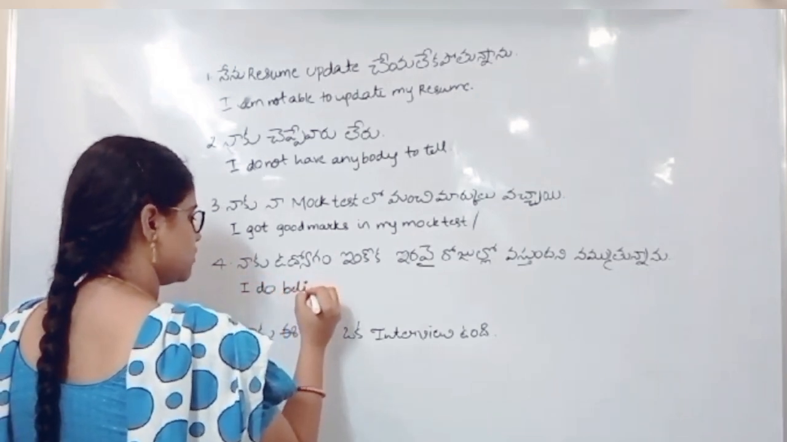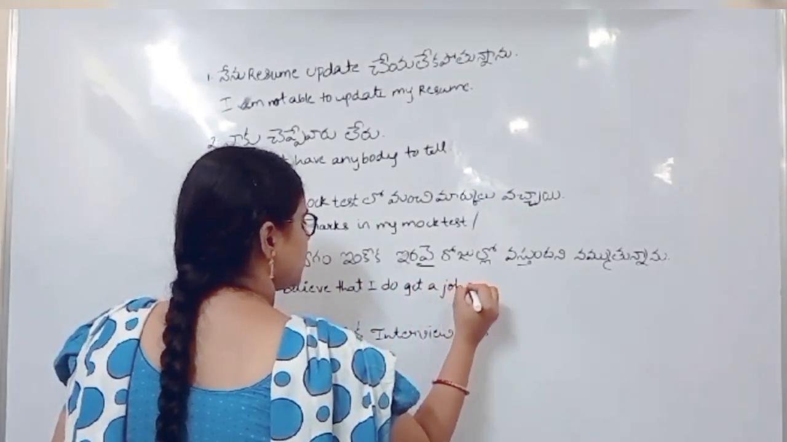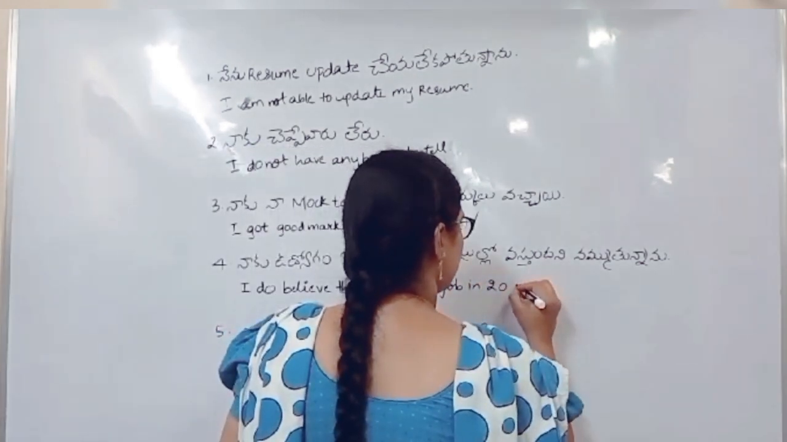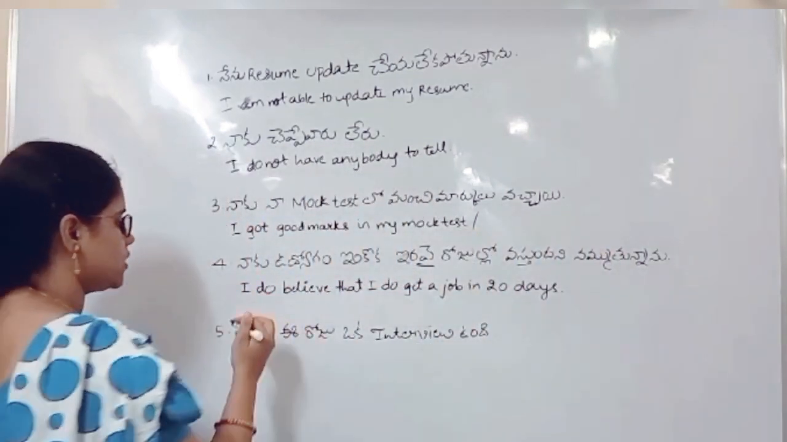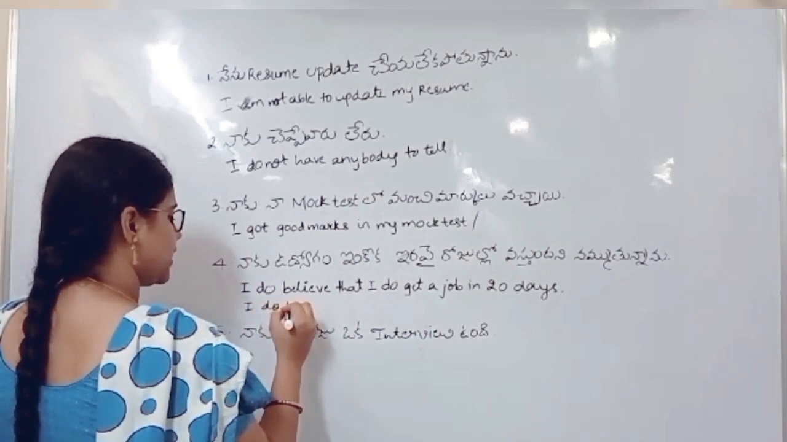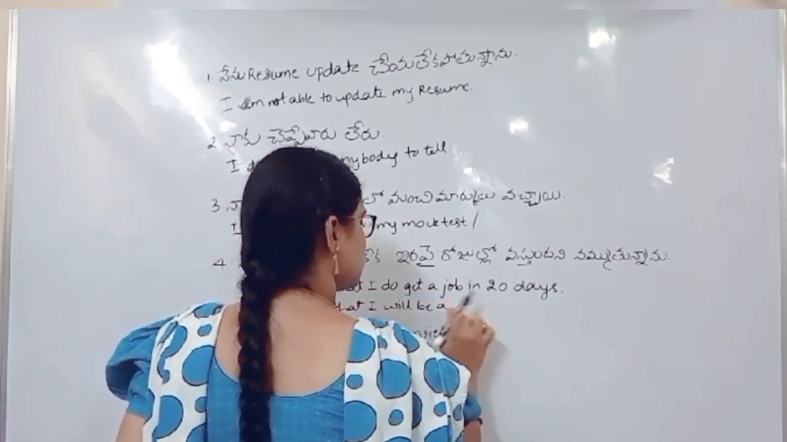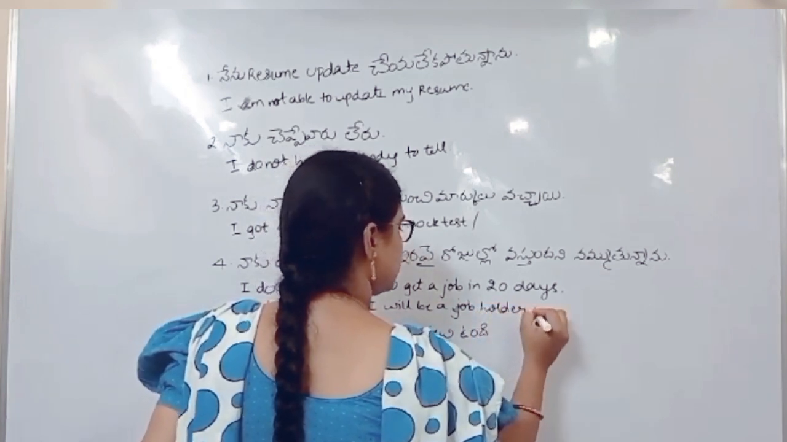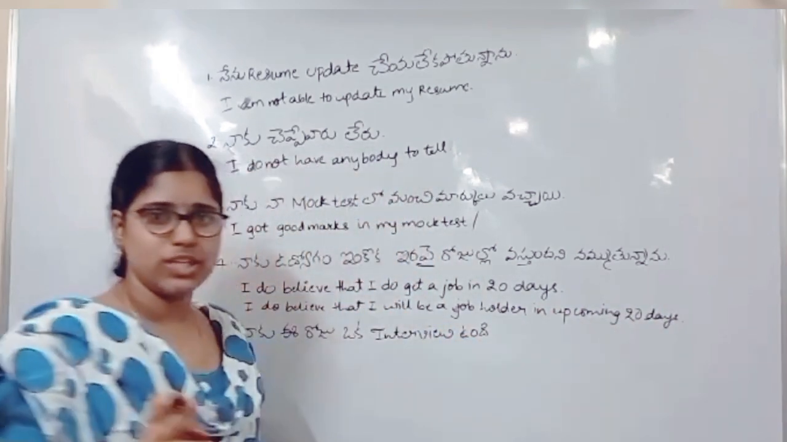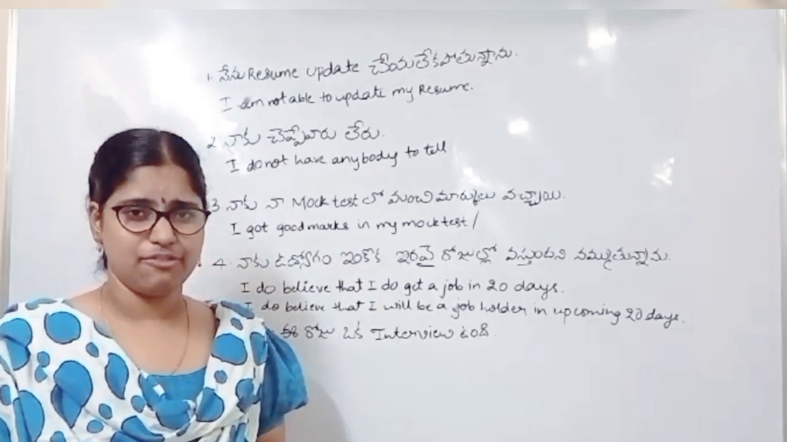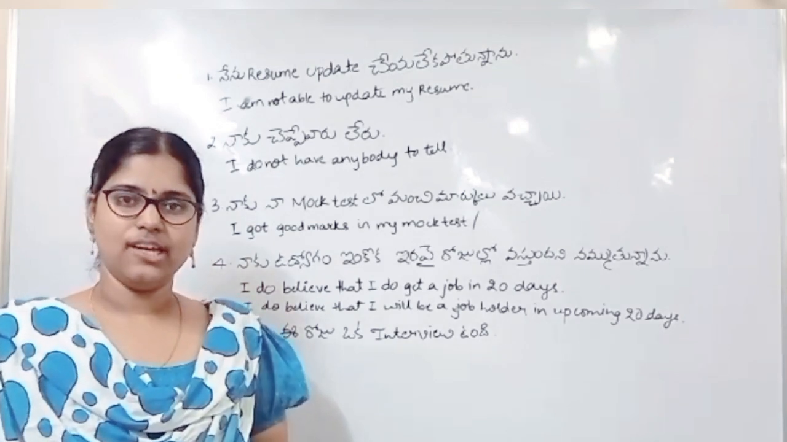I do believe that I do get a job in 20 days. So you can write this, or else, I do believe that I will be a job holder in the upcoming 20 days. So do you know the reason why I give two kinds of translations? Whatever is comfortable for you, whatever is comfortable while saying and pronouncing, you follow that. First at the basic level, then you can go to the advanced level.